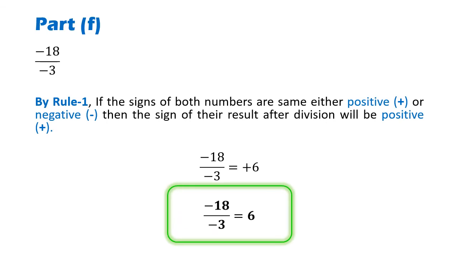Part F. -18 divided by -3. By Rule 1, if the signs of both numbers are same, either positive or negative, then the sign of their result after division will be plus. Therefore, -18 divided by -3 equals 6.